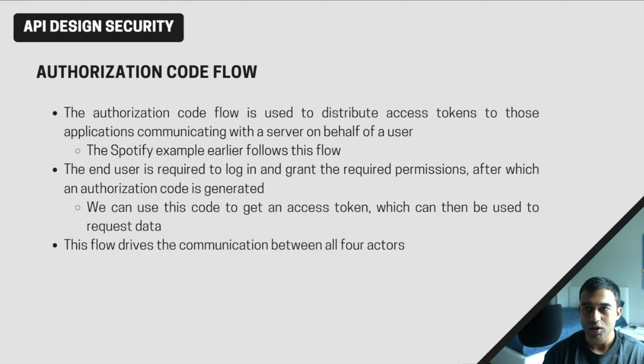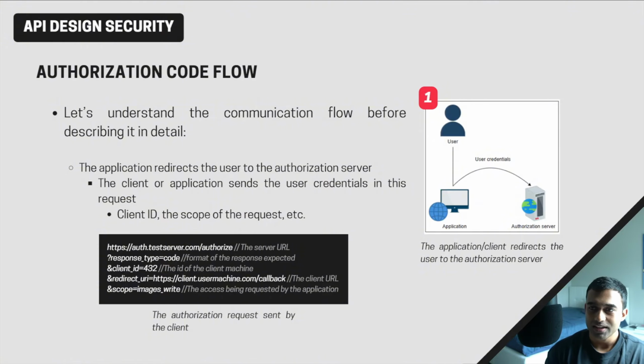The authorization code flow is used to distribute access tokens to those applications communicating with a server on behalf of a user. The Spotify example earlier follows this flow. The end user is required to log in and grant the required permissions, after which an authorization code is generated. We can use this code to get an access token, which can then be used to request data. This flow drives the communication between all four actors. So let's understand the communication flow before describing it in detail.